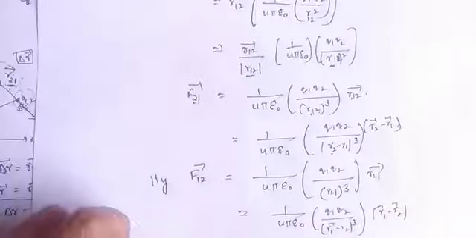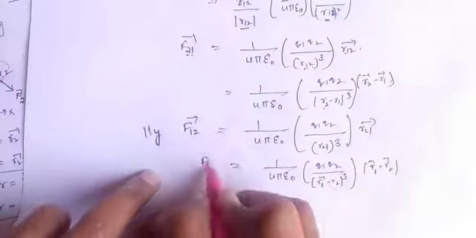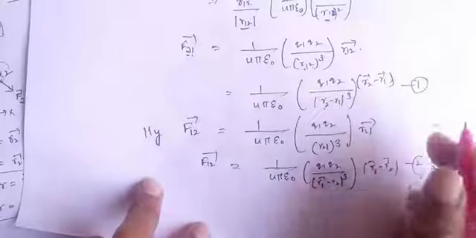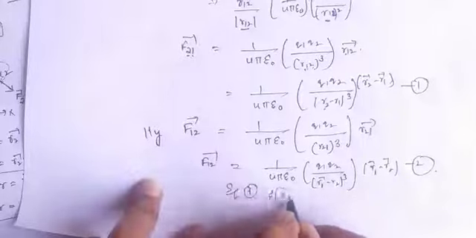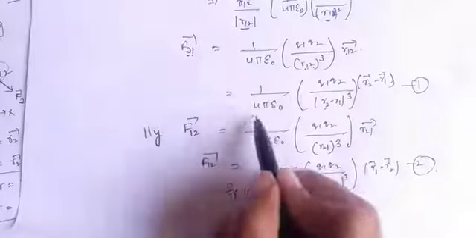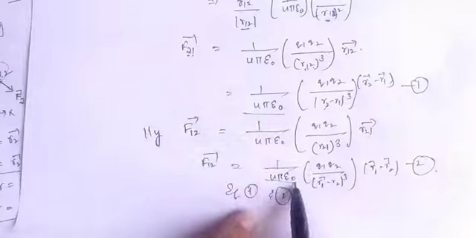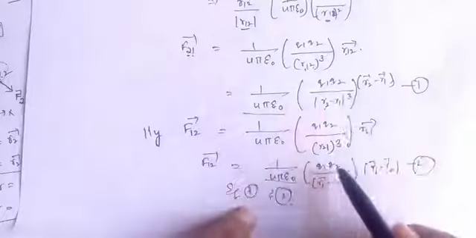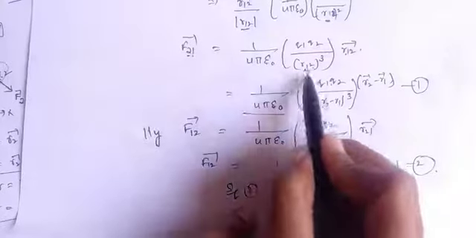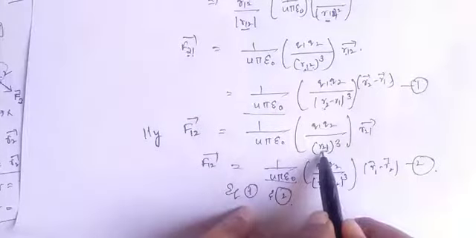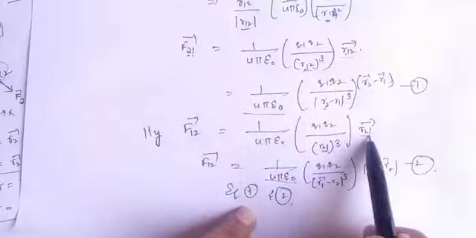So it can be written as 1 by 4 pi epsilon naught Q1 Q2 by R21, which means R1 minus R2, whole cube into R21, which means R1 minus R2. So this is the magnitude of F12. By comparing, this is the first equation and this is the second equation. By comparing equations 1 and 2, see here 1 by 4 pi epsilon naught is the same, and Q1 Q2 also. But here we are taking R12 and here we are taking R21.